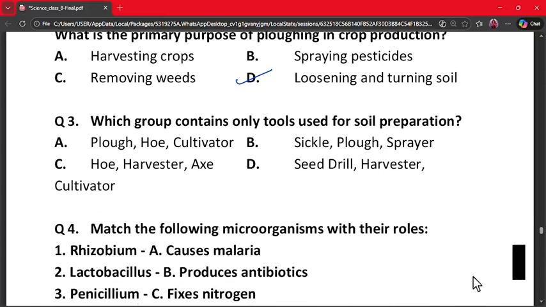Our next question is question number 3. Which group contains only tools used for soil preparation? A. Plough, hoe, cultivator. B. Sickle, plough, sprayer. C. Hoe, harvester, X. And D. Seed drill, harvester and cultivator. The correct answer is option A, because plough, hoe and cultivator are all used before sowing, and they help prepare the soil by loosening and removing weeds, and other tools like sickle or harvester are used later. Hence option A is the correct option.